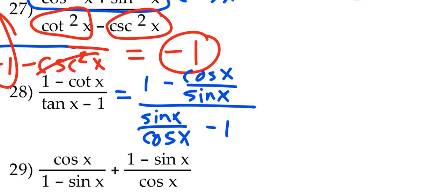Just like everything in your Algebra 2 days, when you had complex fractions like this, you found a common denominator and you multiplied the whole thing. What is the common denominator here? It's not a fraction, folks. It's just sine x times cosine x.